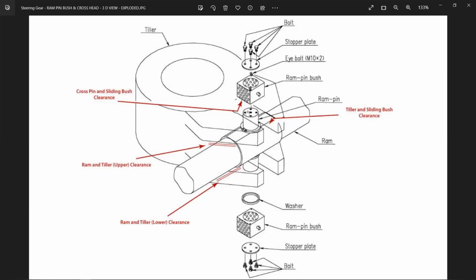Then there is another clearance also, the vertical clearance between the ram pin bush and the crosshead sliding face. That means that once it is either port or starboard, you take the clearance between one side of the ram pin bush and the horizontal face of the tiller, both upward and lower. And what you see here, this entire ram pin goes down. There is a clearance between the tiller arm and the ram pin bush. So that is also to be checked, as well as the basic center clearance. And then I said that the locking plate clearance is also there. So these are some clearances which are to be noted when you check the clearances in the system.